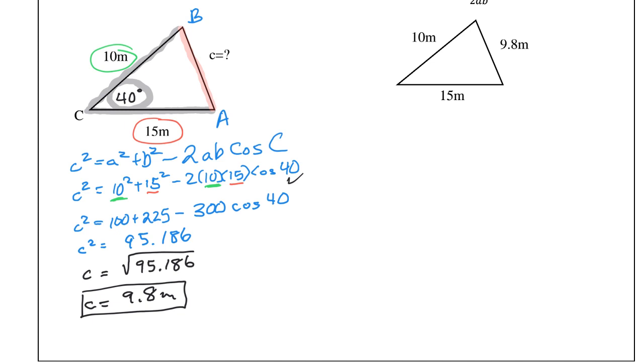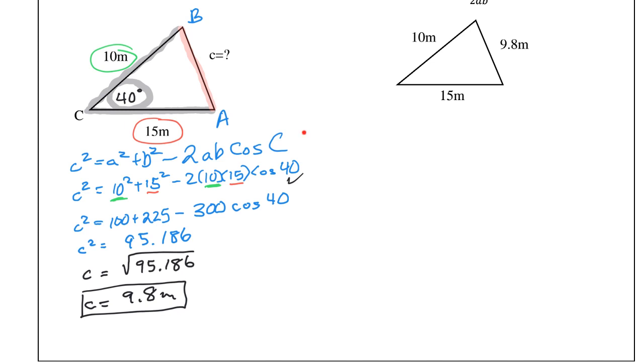So the key to being successful at this: you're going to do this and this to get this and this. Then you're going to multiply this out and you're going to get 300 times cosine 40. And when you want to pull it all together, you're going to write 100 plus 225 minus 300 cosine 40, and then you're going to get 95.186, and then you're good. Now, what I want you to do is try that on your calculator. Get used to it with your calculator before you move on to the next part of the lesson.